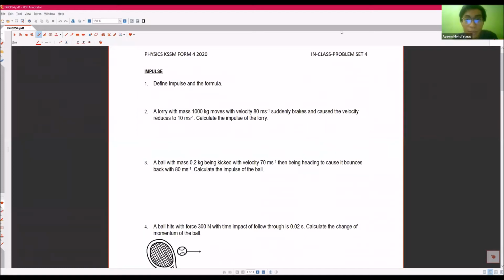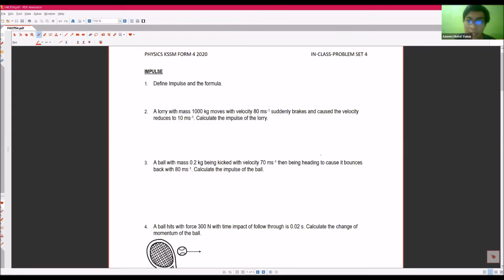Start with our next review for force and motion. Today we're going to review the final part of the chapter. So basically we're going to touch upon the topics impulse, impulsive force and weight, which are the final subtopics for chapter 2. So first, define impulse and the formula.